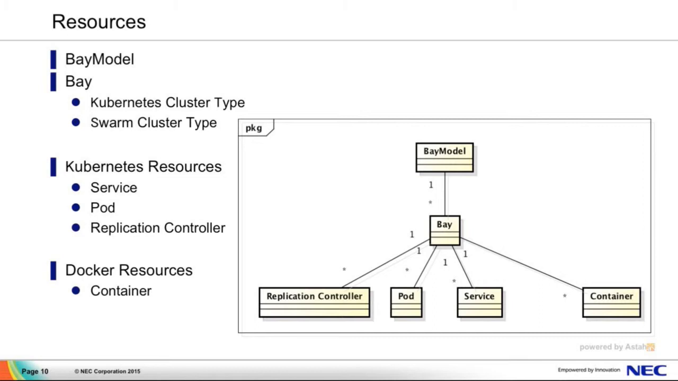Next about Bay. Bay is a representation of cluster, such as a Kubernetes cluster or a Docker Swarm cluster. It means Bay is a group of Nova instances which contains, for example, Kubernetes master and minions, and also suggests that there are two types of Bay, which are Kubernetes or Swarm type of Bay.